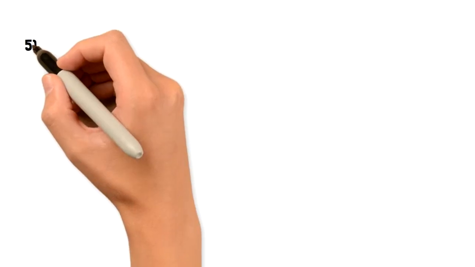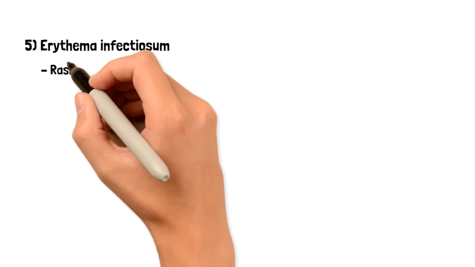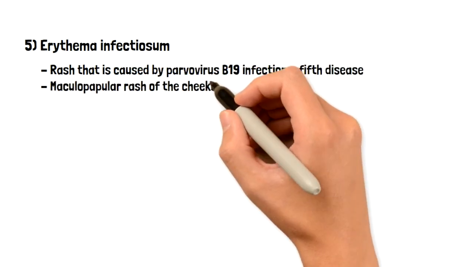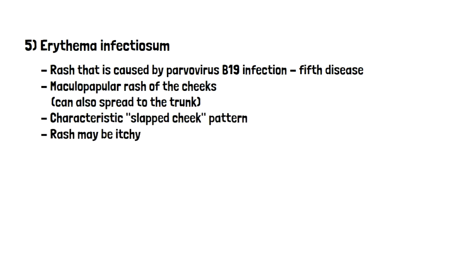Finally, we can end off with erythema infectiosum. This is a rash classically seen in Fifth's disease, which is a parvovirus B19 infection. It is most commonly seen in children and appears on the cheeks, which is why this rash is known to have a slap cheek appearance. This rash may be itchy.